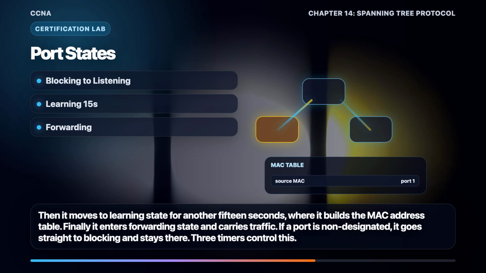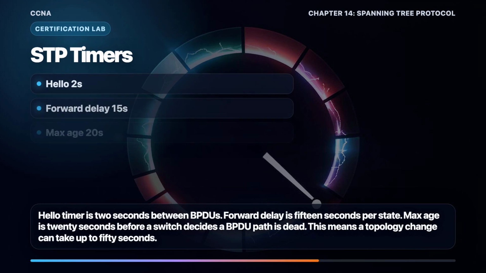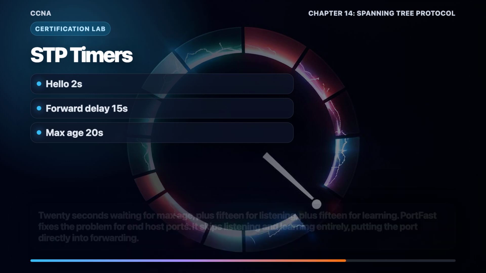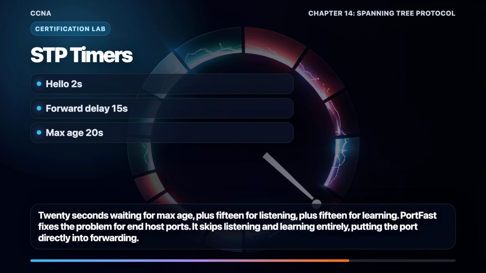3 timers control this. Hello timer is 2 seconds between BPDUs. Forward delay is 15 seconds per state. Max age is 20 seconds before a switch decides a BPDU path is dead. This means a topology change can take up to 50 seconds. 20 seconds waiting for max age, plus 15 for listening, plus 15 for learning.